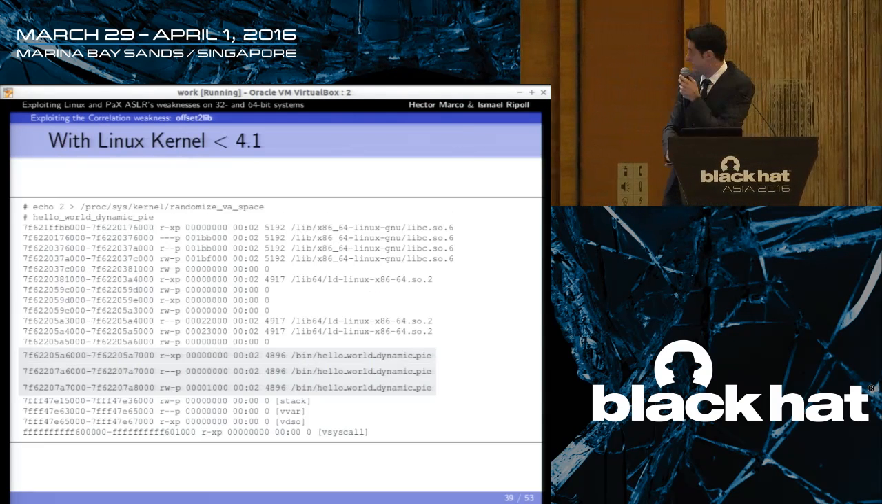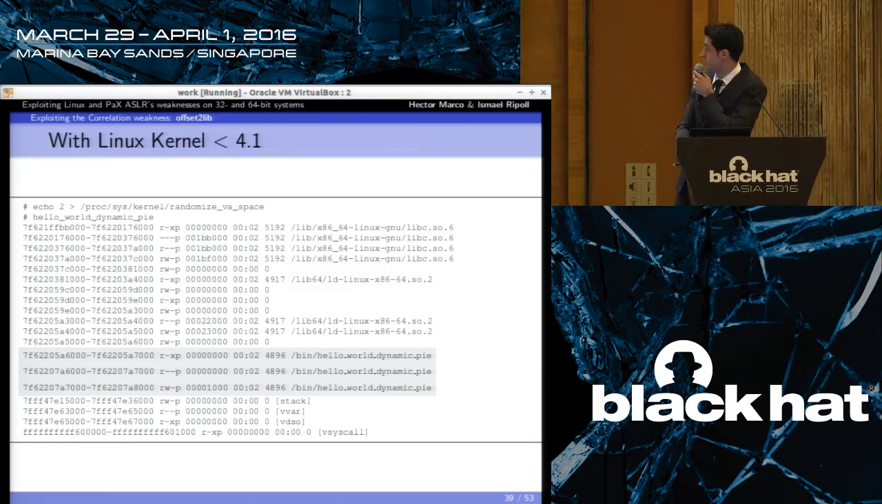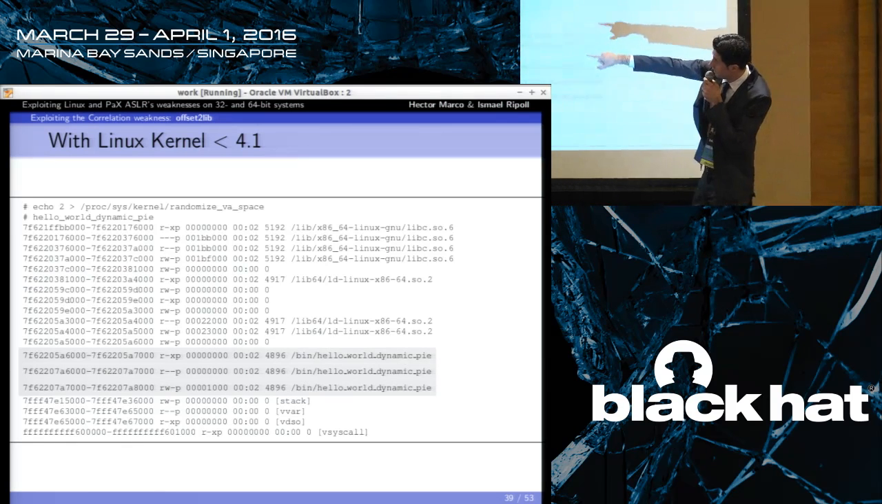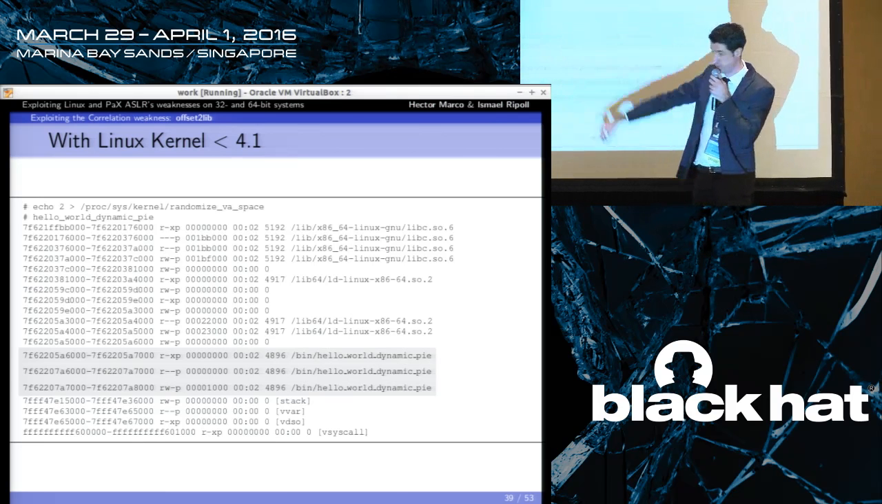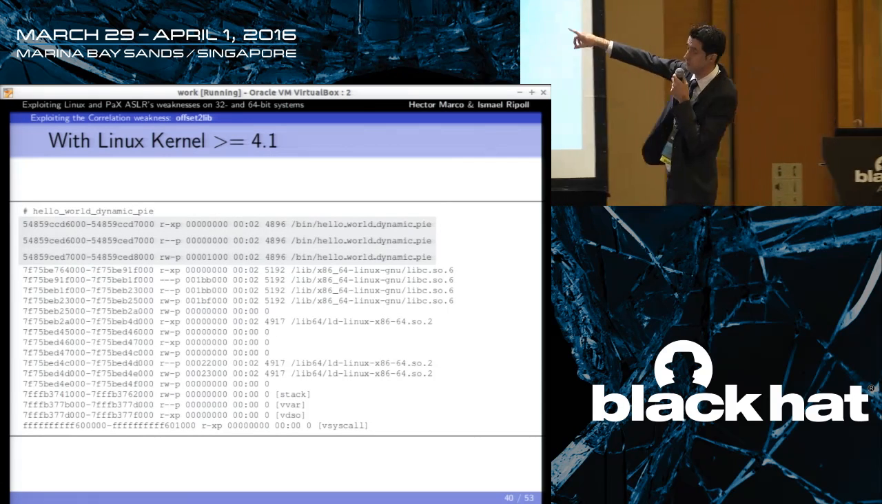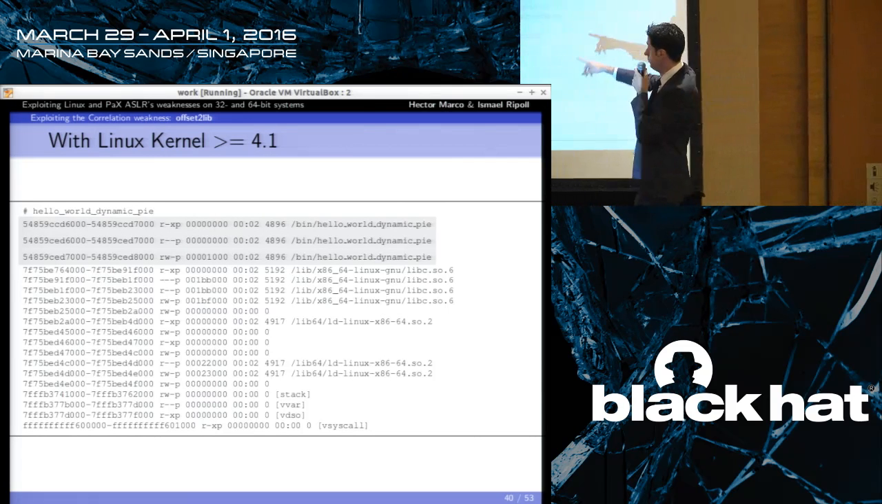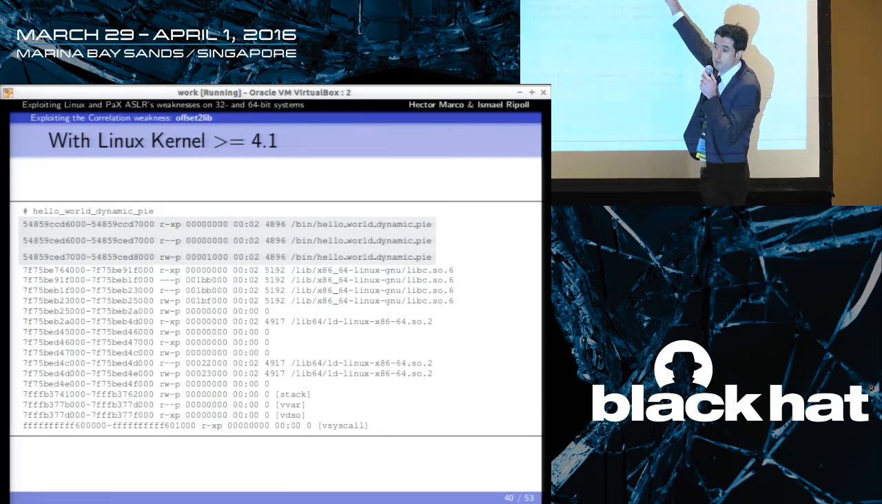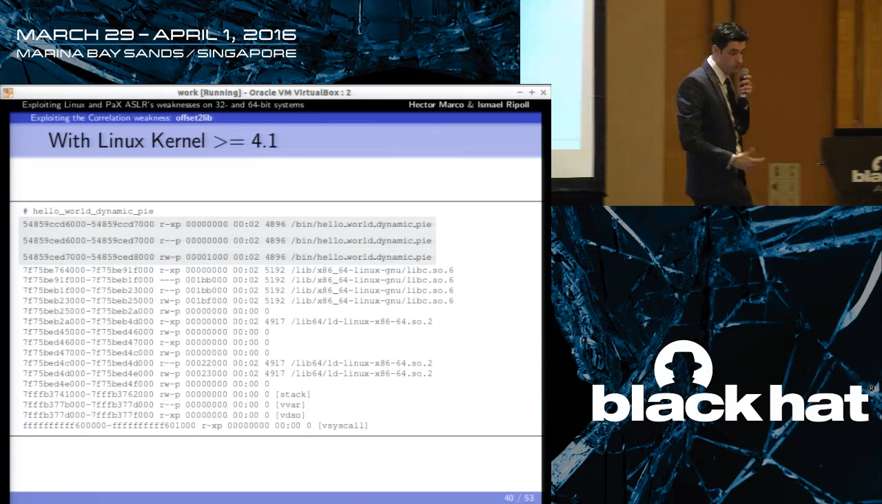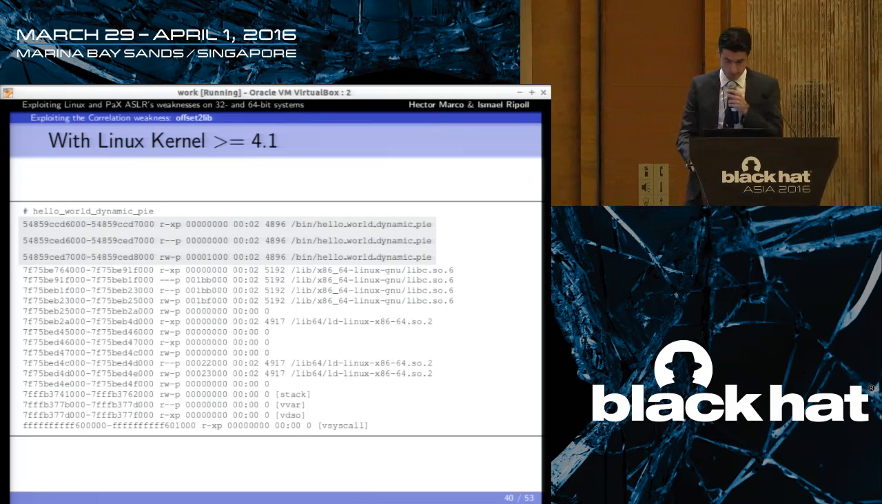So regarding the solution in kernel 4.1, we have the executable in more or less the same addresses as the libraries. With the patch, the executable is in different ones. So if you guess an address here, you cannot use this address to obtain where the library is in memory. So the patch is as simple as that.